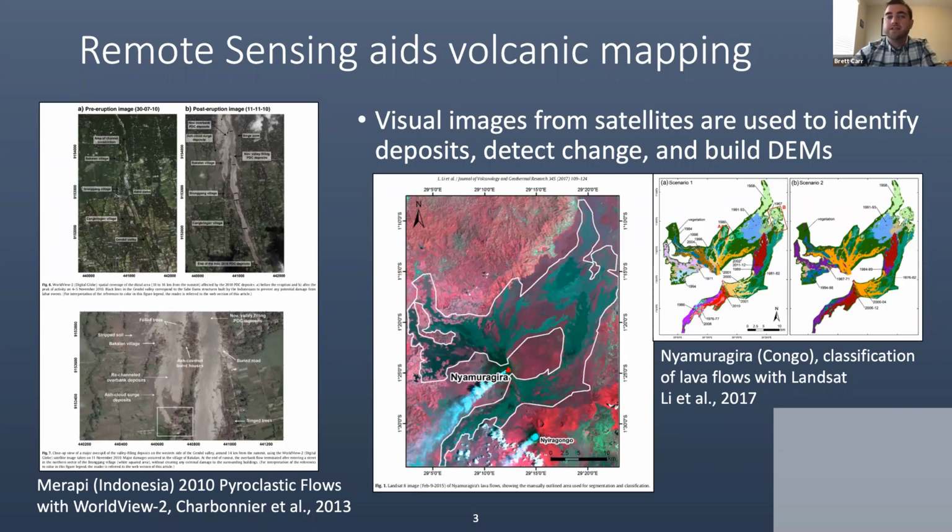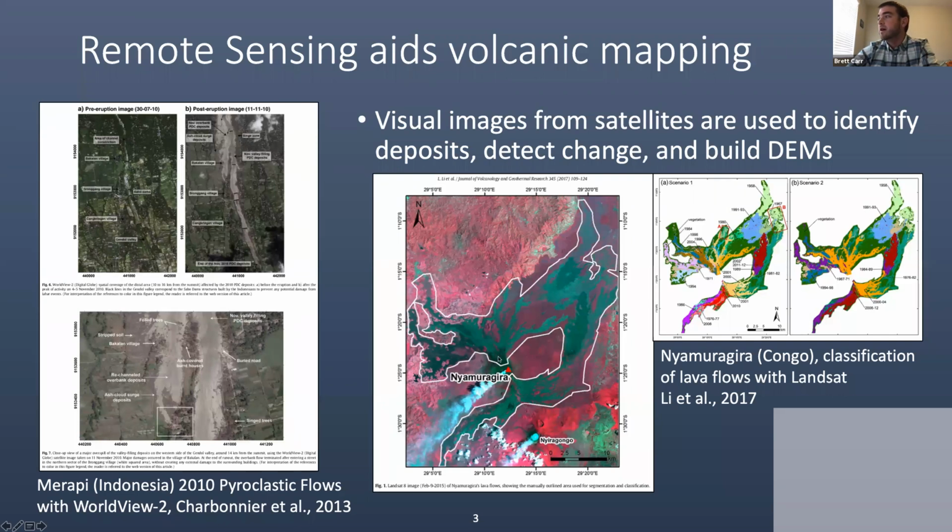Looking at satellite remote sensing, just from visual wavelengths, we have this example from a paper on the 2010 eruption of Merapi volcano in Indonesia, using high resolution visual images to look at before and after effects of pyroclastic flows, and identifying features of these deposits on the scale of meters, from just high resolution visual satellite images.